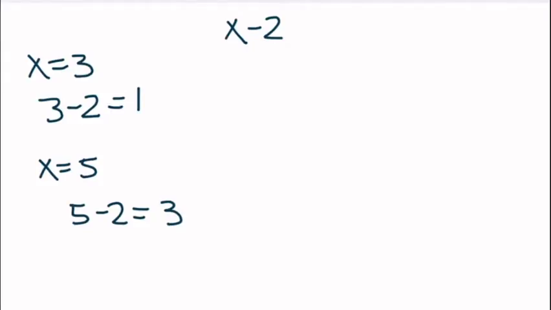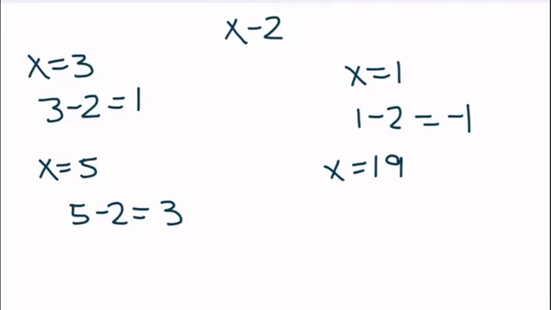Our next number was x equals 1. So we would do 1 minus 2, and this time the result would be a negative number, so negative 1. And lastly, if x equals 19, we'd plug in 19 for x and do 19 minus 2, which is equal to 17.